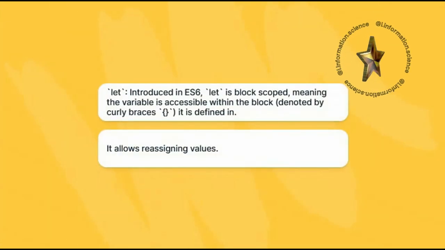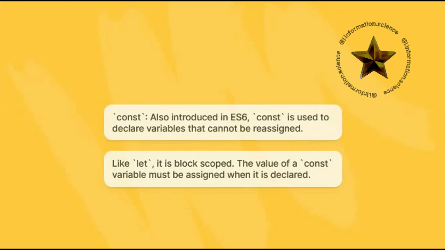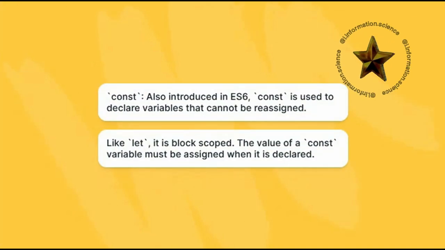let, introduced in ES6. let is block scoped, meaning the variable is accessible within the block denoted by curly braces it is defined in. It allows reassigning values. const, also introduced in ES6. const is used to declare variables that cannot be reassigned. Like let, it is block scoped. The value of a const variable must be assigned when it is declared.